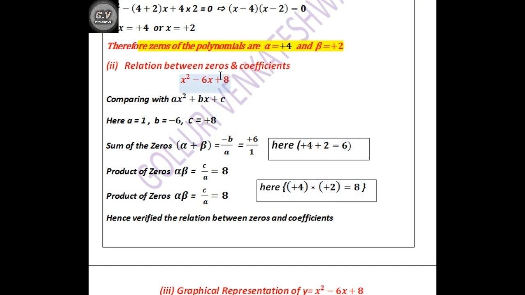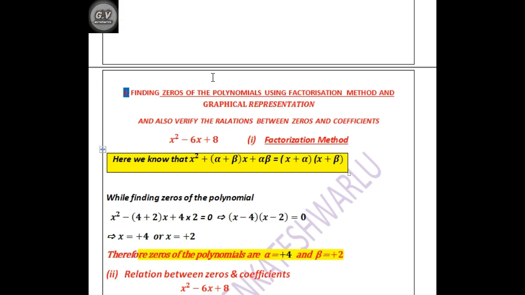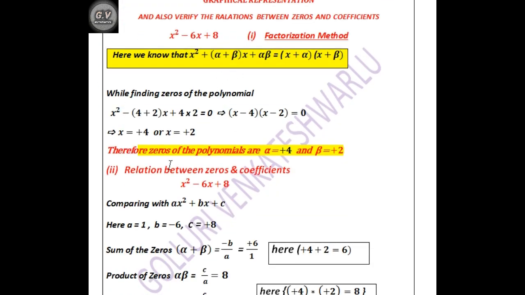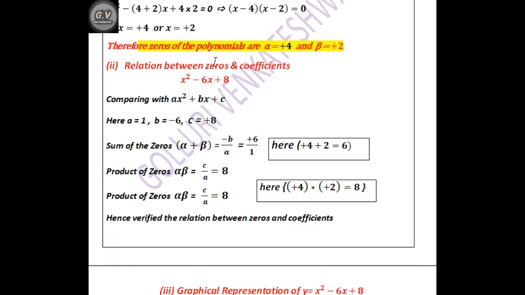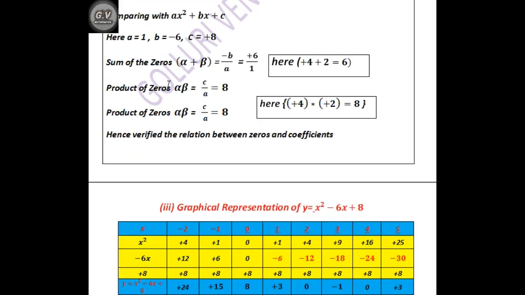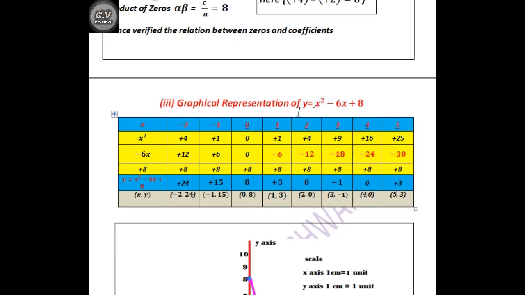Now next, in the first case, we factorized. We obtained the values of alpha and beta according to the factorization method. In the second case, we verified the relation between zeros and coefficients. In the third case, we are going to find the zeros of the quadratic polynomial using graphical representation.